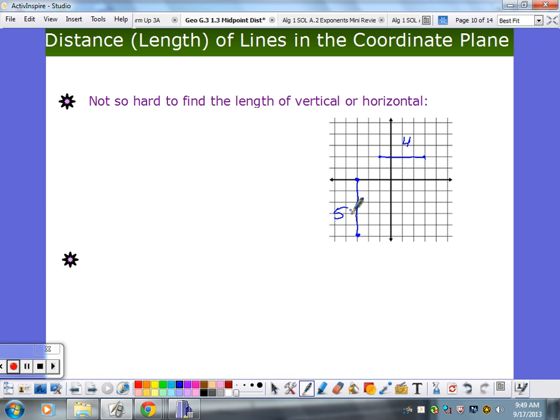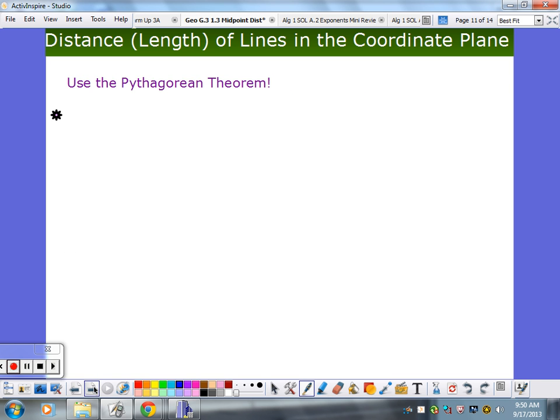It's a little bit harder if I'm not right in a box, like something like that. Kind of falls apart a little bit. And also, if the lines aren't horizontal or vertical, I can't count boxes anymore. So if I have this and this, I can't count boxes. So we're going to use the distance formula.